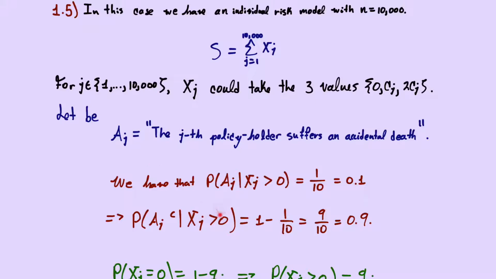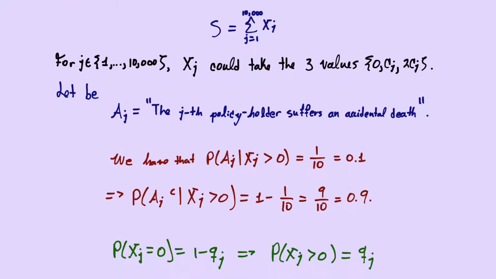And this also means that, given that the policyholder of the jth policy died, the probability that it wasn't an accidental death is the complement of this event, 1 minus 1 over 10, or 9 over 10, that is 0.9. So now, with this auxiliary event to write the fact that 1 out of 10 deaths is accidental, we can compute the probability mass function of this random variable.